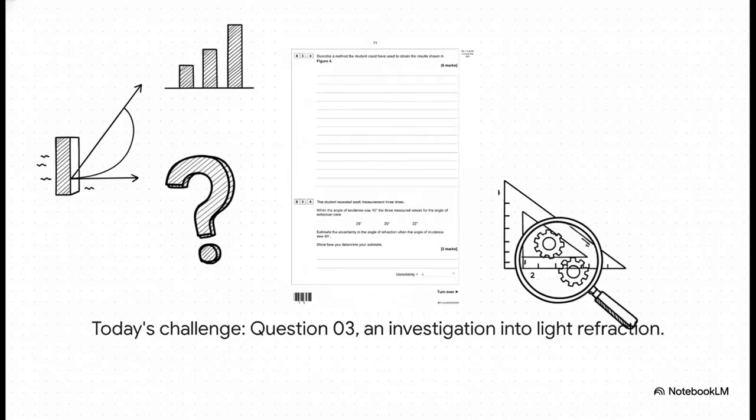And this is our challenge for today. This is question 03, straight from an AQA higher tier paper. We're going to walk through every single part from the setup to the final calculation and figure out exactly what those examiners are looking for to get top marks.